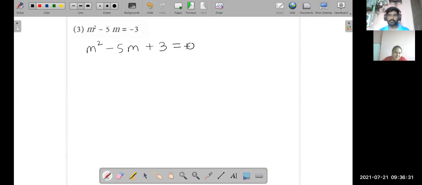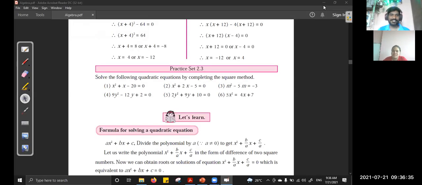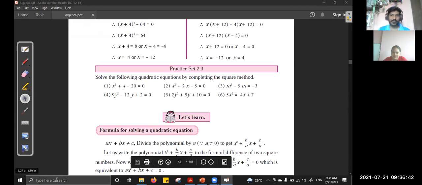Instead, can I do the fourth one? Because that has 12, so 12 is divisible by 2. Okay, do the fourth one. Then after that, you come to the third one.